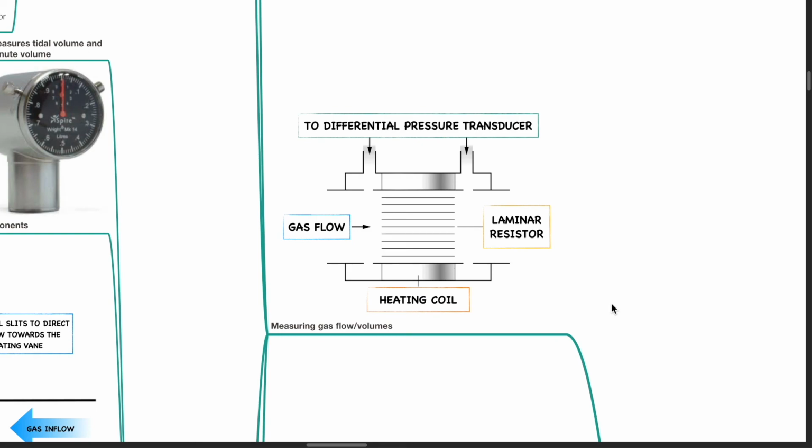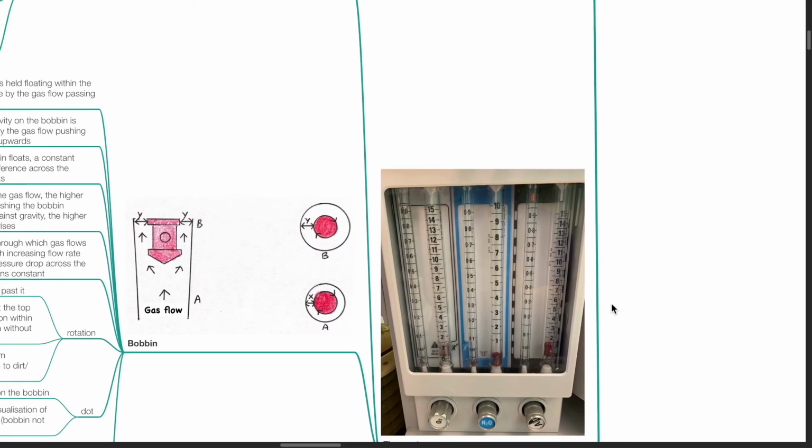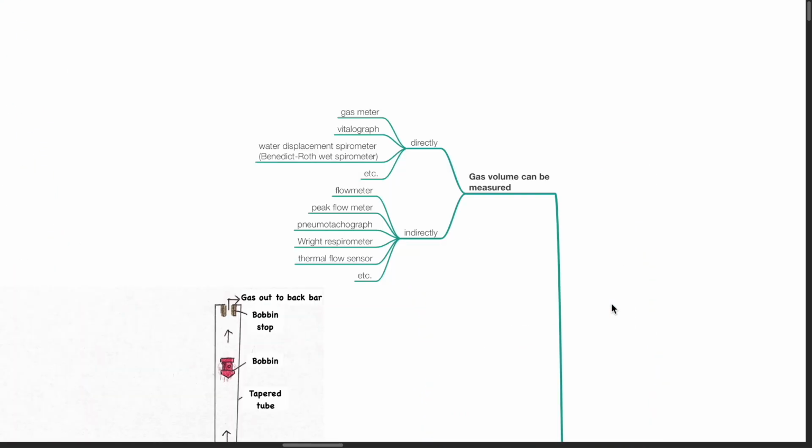Measuring gas flow or gas volumes. Gas volume can be measured directly or indirectly. Direct methods include the usage of gas meter, Vitalograph, water displacement spirometer, etc. Indirect measurement methods include the use of flowmeter, peak flowmeter, pneumotachograph, Wright respirometer, thermal flow sensor, etc.